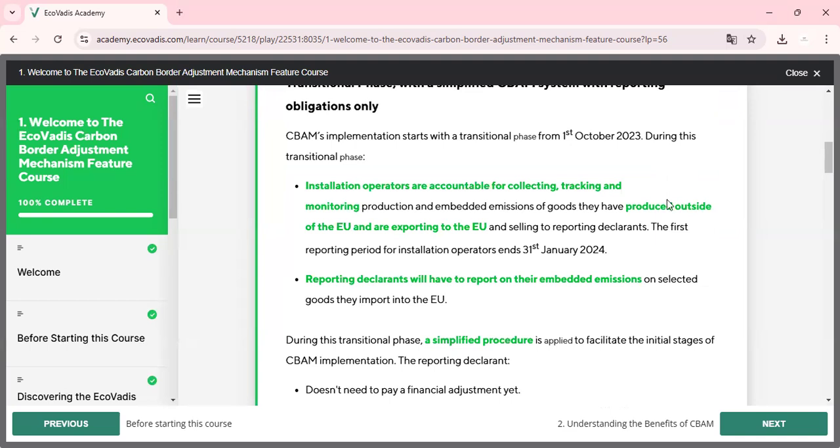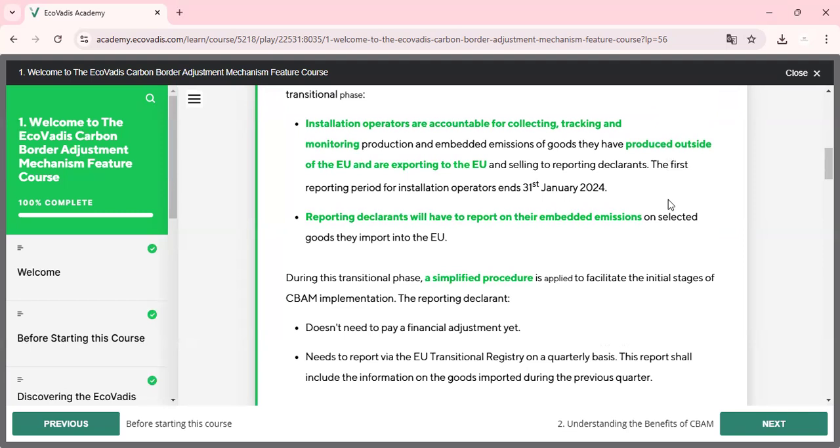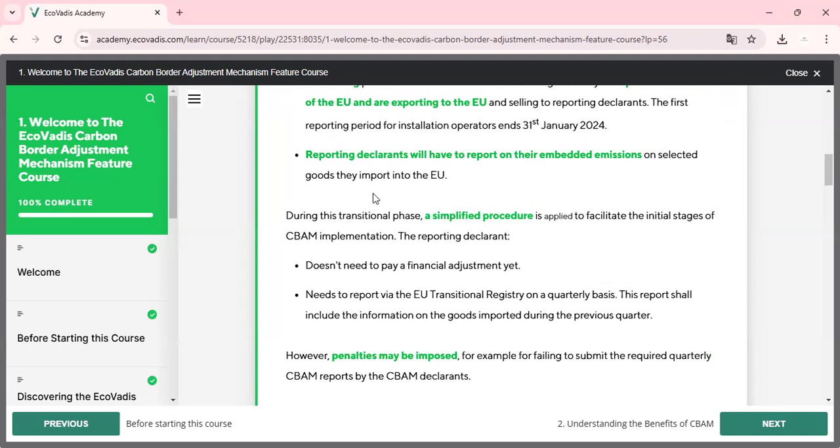During this transitional phase, installation operators are accountable for collecting, tracking, and monitoring production and embedded emissions of goods they have produced outside of the EU and are exporting to the EU and selling to reporting declarants. The first reporting period for installation operators ends January 31st, 2024. Reporting declarants will have to report on their embedded emissions on selected goods they import into the EU.